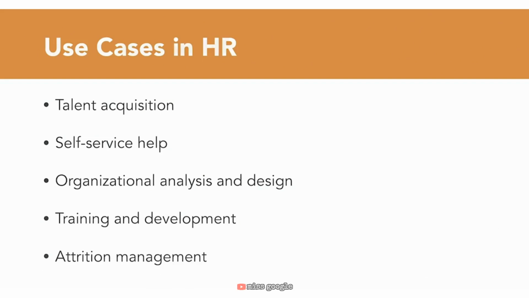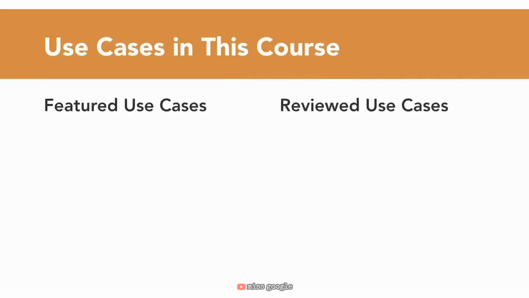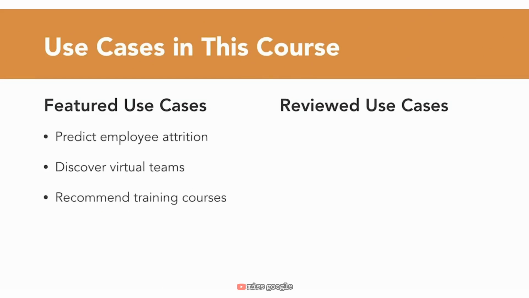Training and development use cases recommend training programs to employees and predict their popularity. Attrition management use cases help HR to identify employees who are at the risk of leaving and take preventive steps to retain them. The use cases in this course are of two types: featured use cases and reviewed use cases. In the featured use cases, we deep dive into the use case and build code to execute the use case. The use cases covered here are predicting employee attrition, discovering virtual teams, and recommending training courses.